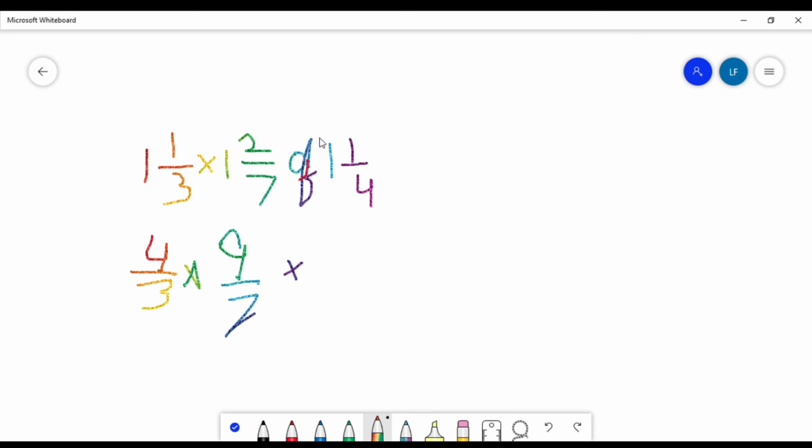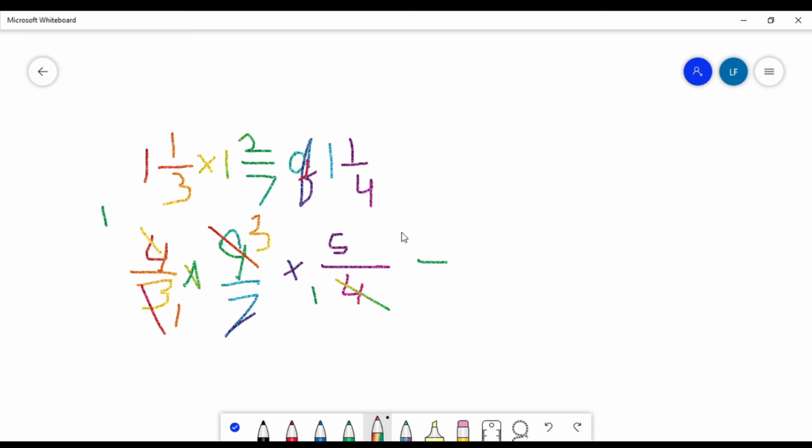So 1 into 4 becomes 4. 4 into 4 plus 1 equals 5. 5 by 4. Now what do we do? Now we can just cancel this and this out. This 3 will become 1. This will become 3. 4 and 4 can be cancelled out as 1 and 1.